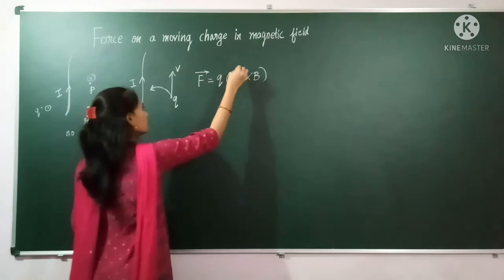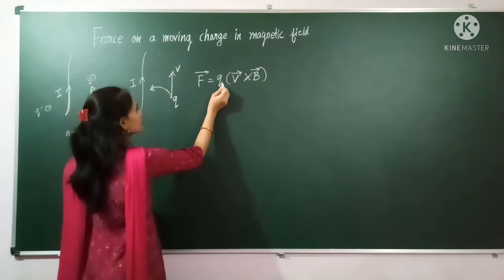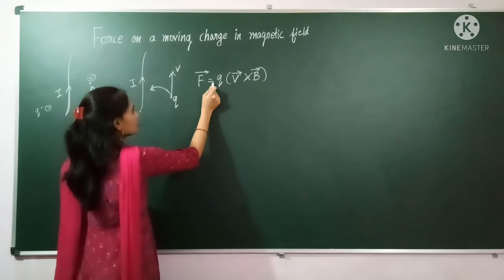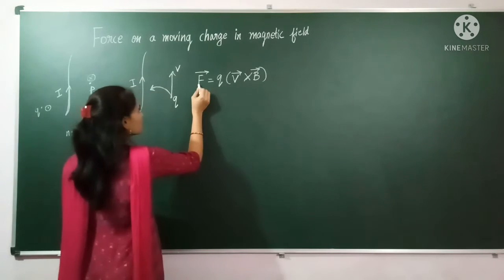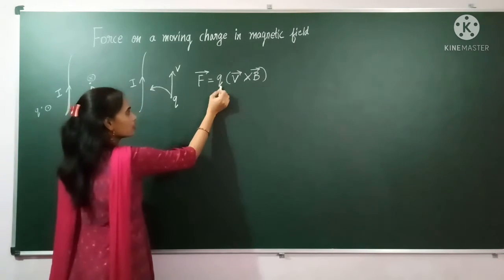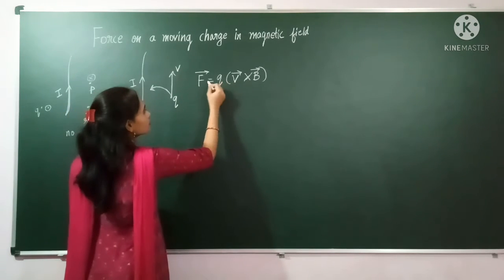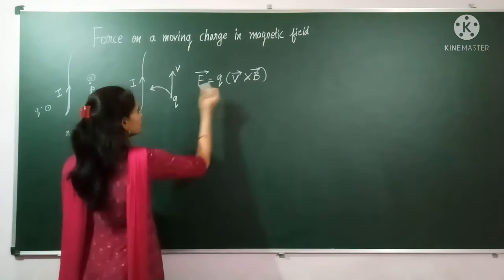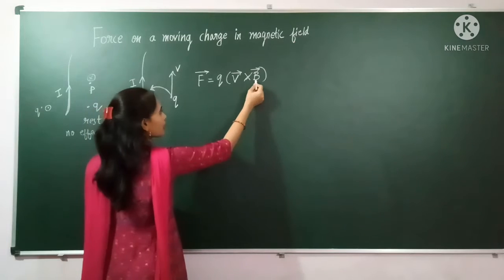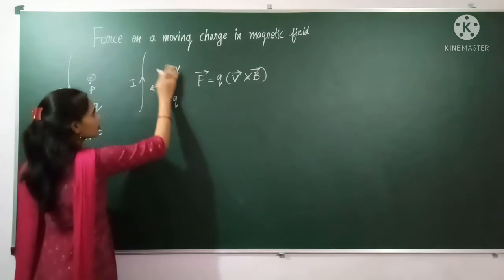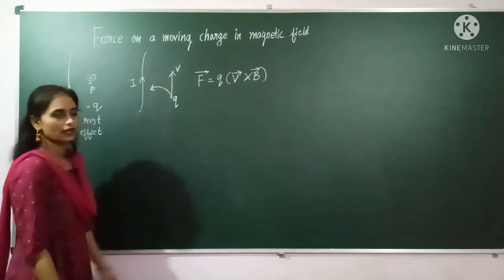Force is a vector quantity, velocity and magnetic field are also vector quantities, and charge is a scalar. So this force is equal to Q of vector V cross vector B, meaning this force is dependent on what factor? The charge of this point, and next, this force is dependent on the velocity of this charge, meaning how much velocity this charge is moving with, and next the magnetic field, meaning what is the strength of this magnetic field in this region. So on these three factors the force is dependent.